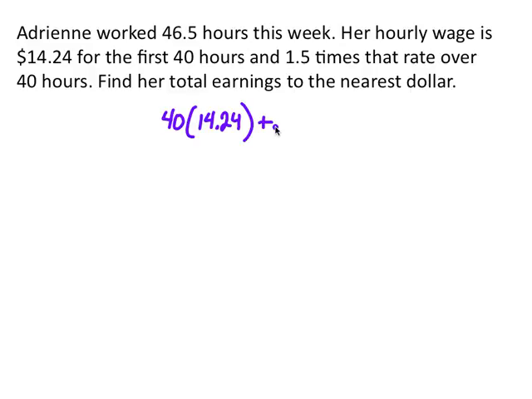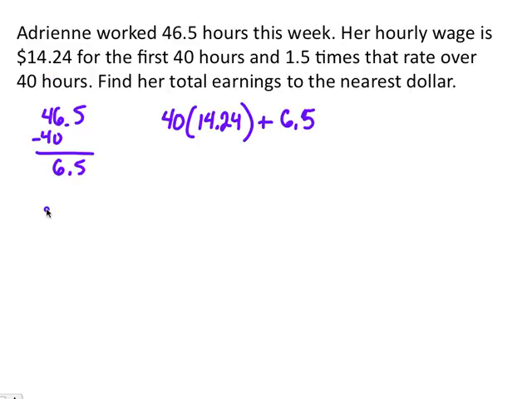So it's 1.5 times that rate over 40 hours. So we need to know, first of all, how much time did she work over the 40 hours? So 46.5 total minus the 40 hours for the initial rate gives us 6.5 hours. So we know how many hours. Now we need to figure out what the rate that she works at is. So it's 1.5 times the $14.24.